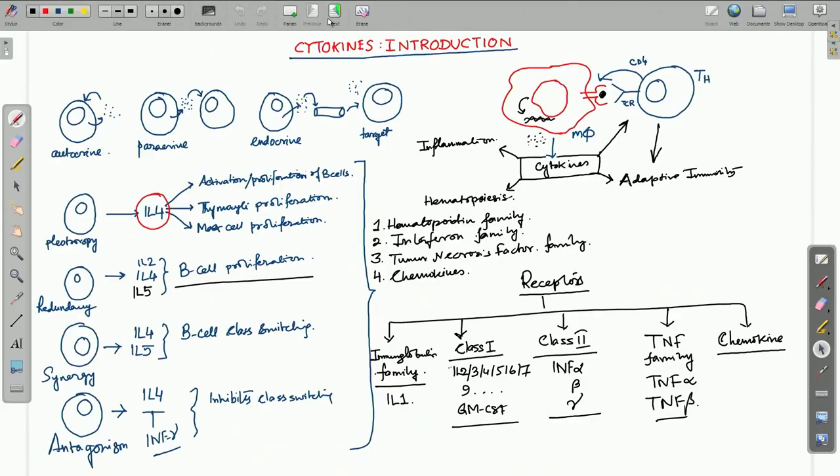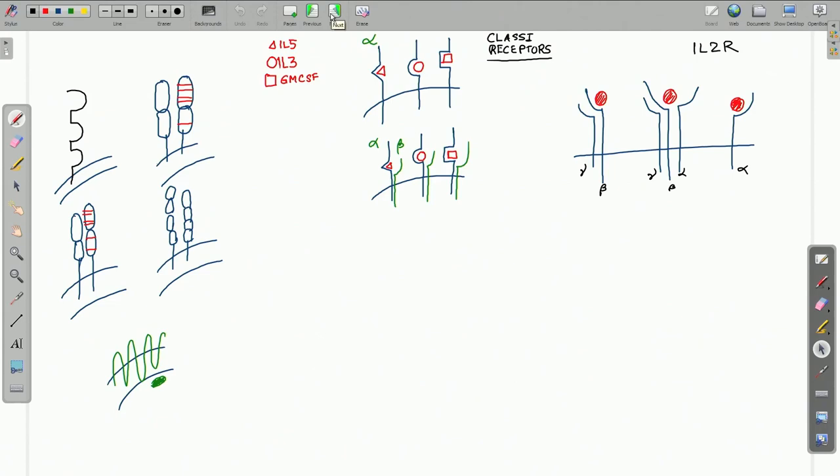Now, looking into the receptors, as I told, these receptor structures have been very well characterized, and from the characterized receptor structures, we can have a fair idea of how these cytokines mediate their action and how they probably exhibit different types of activities like synergy, redundancy, or antagonism. So, to get an understanding of how these actions are being mediated, let us look into the structures of the different cytokine receptors. So, these are the 5 broad classes of cytokine receptors that I have drawn here.